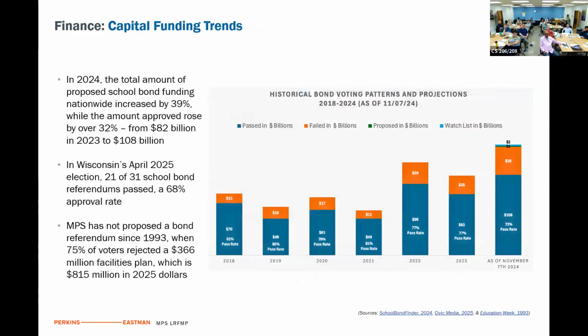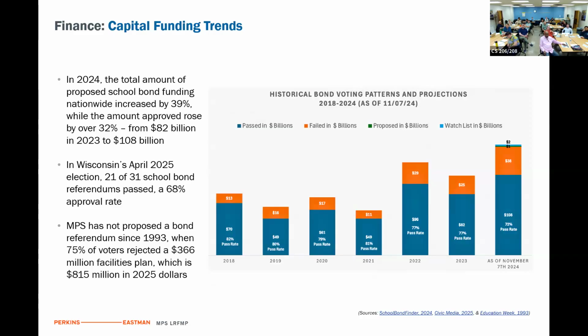And then finally, some trends related to capital funding. The chart on the right shows the pursuit of school bond funding nationwide. You'll see an increase of about 40% from 23 to 24, which is not uncommon during a presidential election year, when more people are generally voting. But you do see a rise over the last few years as COVID and ESSER funding starts to wind down and there's a greater need for funding in schools.